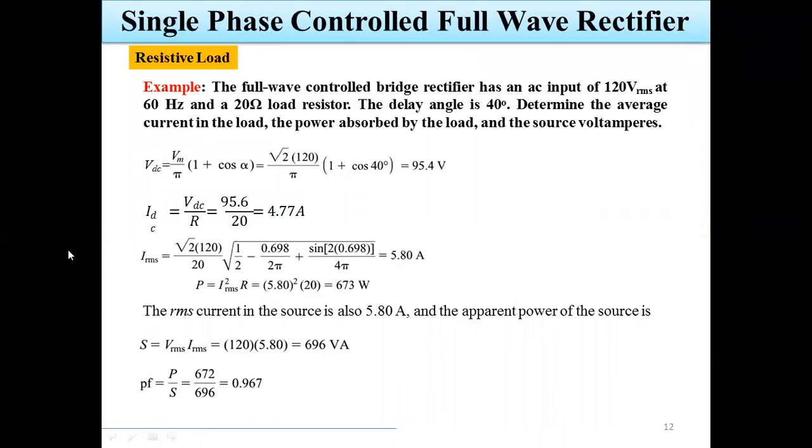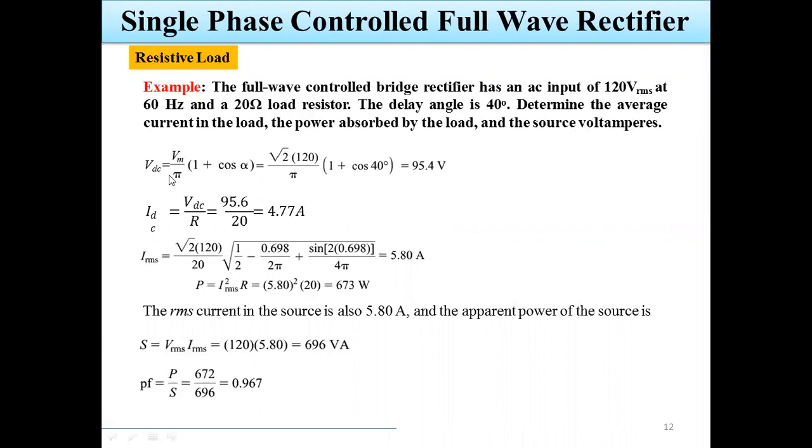Next, if you come across the problem: a full wave controlled rectifier having the input of 120 volts RMS at 60 hertz and a 20 ohm load resistor, the delay angle is 40 degrees. Determine the average current in the load, the power absorbed by the load, and the source volt amperes.